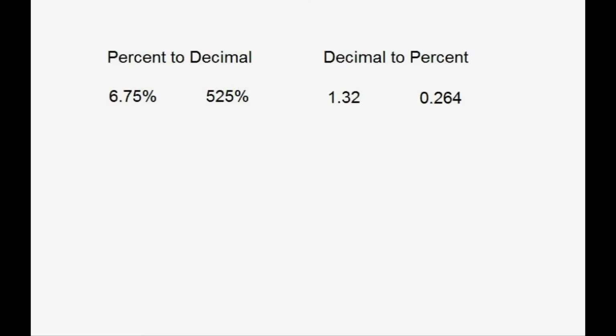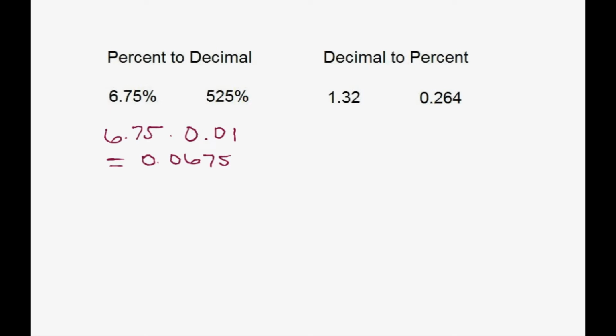Converting percents to decimals. Our first example is 6.75%. To convert this percent to a decimal, the first step is to remove the percent sign and then multiply 6.75 times 0.01. 6.75 times 0.01 equals 0.0675. And 0.0675 is a decimal, and that is our answer.